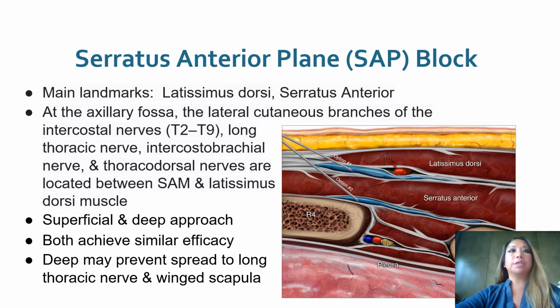There are two approaches to this block. You can inject either superficial or deep to the serratus anterior, and both approaches achieve similar efficacy with their own pros and cons. The superficial approach is technically very easy. You just find the plane between and inject between the latissimus dorsi and serratus anterior muscle where those nerves lie. But your patient will have a temporary winged scapula from blockade of the long thoracic nerve.